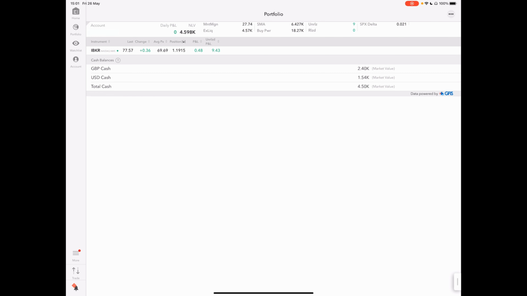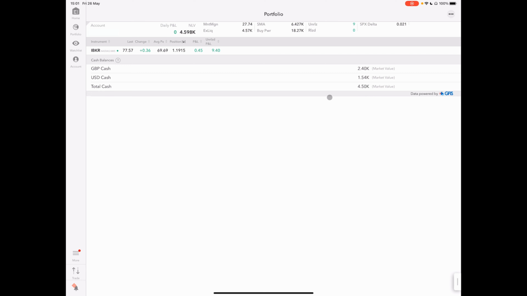We have an account that is funded, and this is not a demo account, because those of you who have used Interactive Brokers will know that you have this massive line that goes across the bottom and says this is a simulated account. So this is a live account, and the total cash in the account is $4.5K.